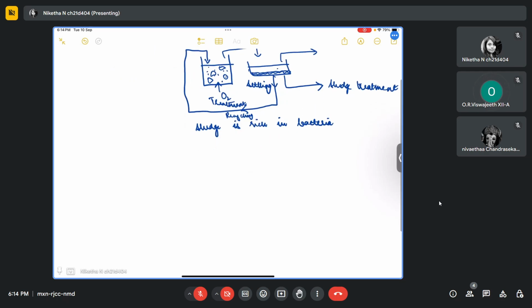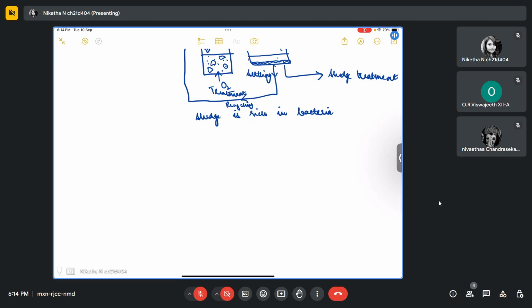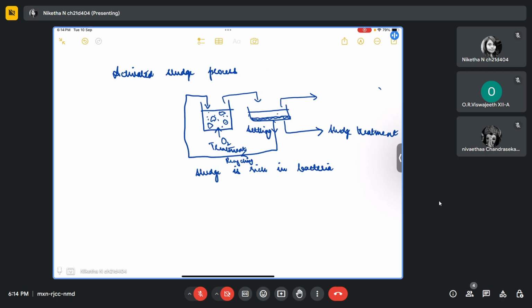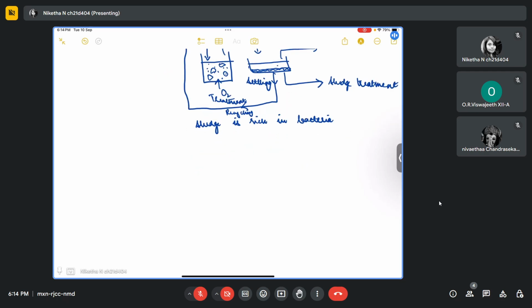Okay, if this is clear, then we can move to the next one, which is the model. A model is basically a mathematical equation to depict a process. So in order to depict this process, we have an equation which is something like this.